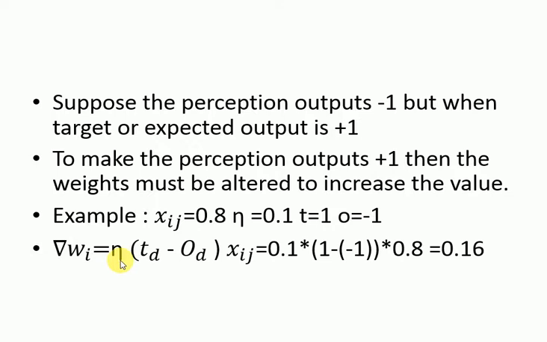So eta is the learning rate. That means the rate at which the program should run, the speed. It can be 0.1 to 0.2. It is between 0 and 1: 0.1, 0.2, 0.3 like this. So initially we have initialized it at 0.1. So delta w is 0.16. So every time the weight should be increased by 0.16. Now eta is the learning rate.